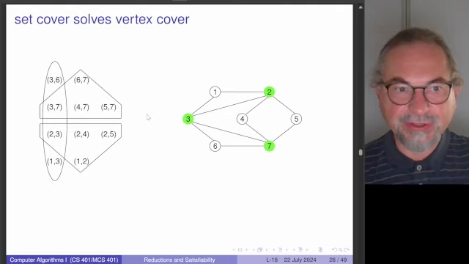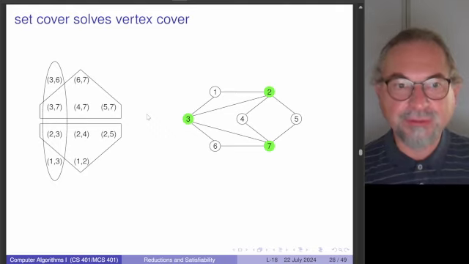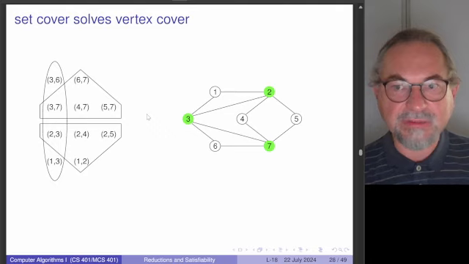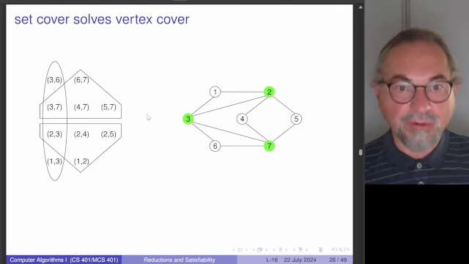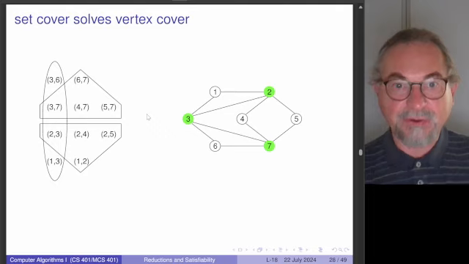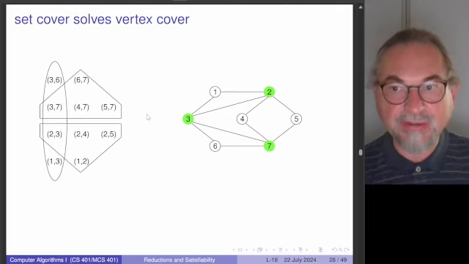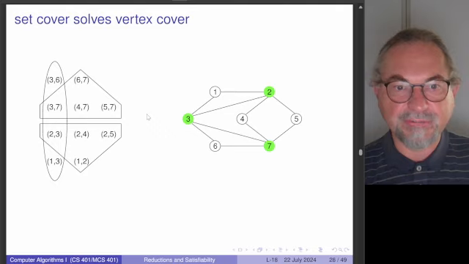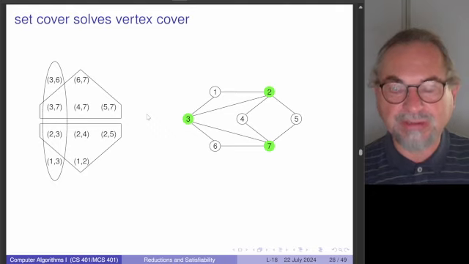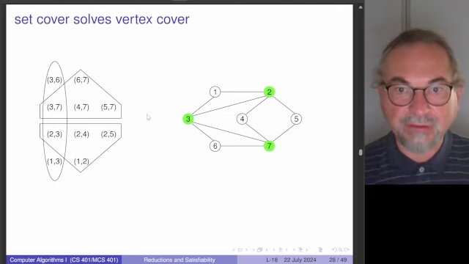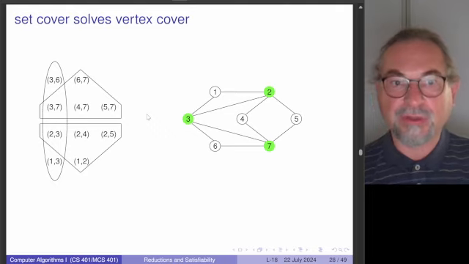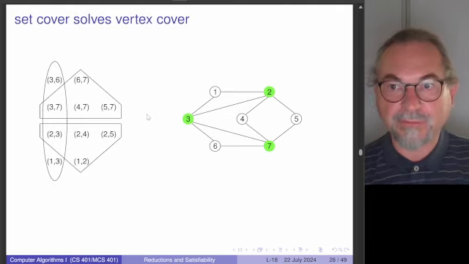We have 10 edges, and it turns out that 3 subsets suffice to cover all of them, while we also have 3 vertices. There is an independent set of size 3 in this graph. So there is a one-to-one correspondence with the set cover. If you can solve the set cover, then you can also solve the vertex cover.